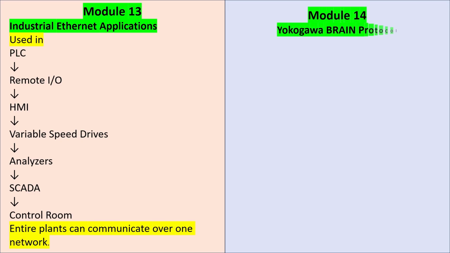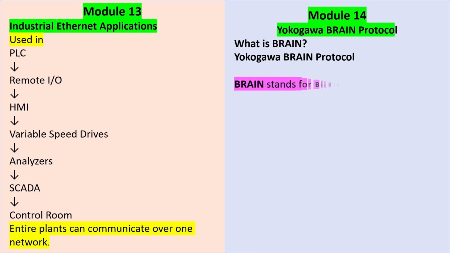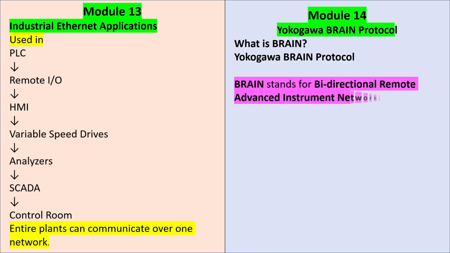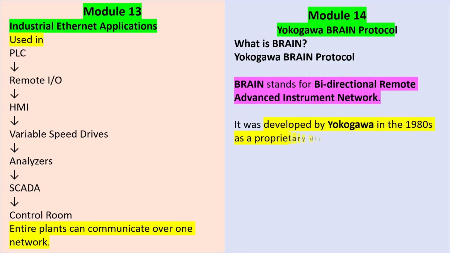Module 14. Yokogawa BRAIN Protocol. What is BRAIN? Yokogawa BRAIN Protocol. BRAIN stands for Bidirectional Remote Advanced Instrument Network. It was developed by Yokogawa in the 1980s as a proprietary digital communication protocol for smart field instruments.